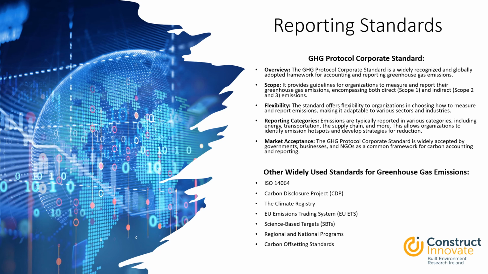Many countries and regions have their own greenhouse gas reporting and reduction programs, such as the United States EPA mandatory reporting rule, or the United Kingdom streamlined energy and carbon reporting framework. Various standards exist for carbon offset projects, such as the Verified Carbon Standard, or VCS, and the Gold Standard. These standards ensure the credibility and quality of carbon offset projects, which aim to reduce emissions or remove CO2 from the atmosphere.